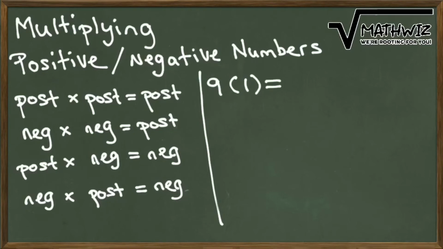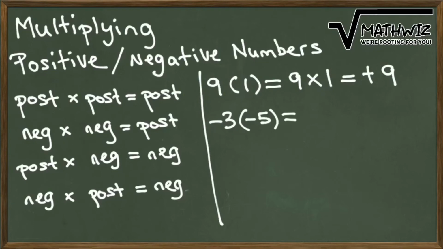Okay, so as our second set of examples, let us say we have 9 open bracket 1. This is the same thing as 9 times 1, and again, we have a positive times a positive, and so your answer is going to be positive 9. For our next example, let us say we had minus 3 open bracket minus 5. I would rewrite this as minus 3 times minus 5. And that negative and negative becomes positive, and the 3 times 5 will give us 15.